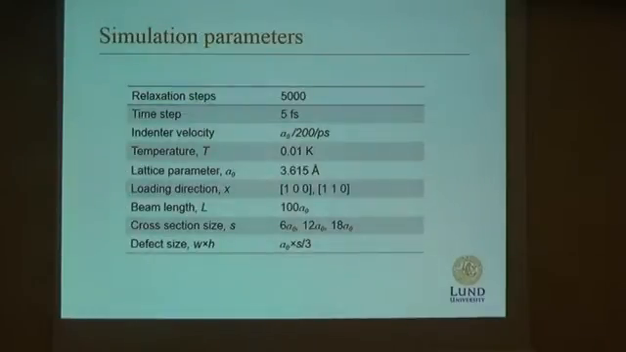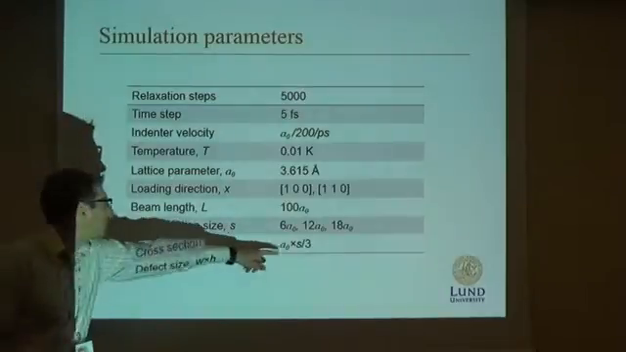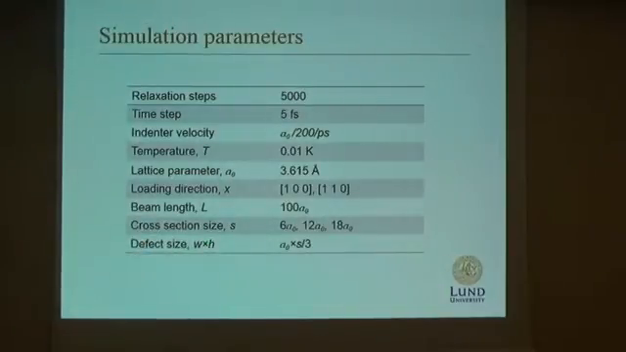So these are just some parameters that are used in the simulations. I will not talk about all of them, but we can see the beam length here is equal to 100 unit cells. We have the cross-section sizes 6, 12 and 18, so it's quite small beams, and also the defect size in the cases where we have a defect. It's 1 unit cell of width and S divided by 3 in height, where S is the size of the cross-section.